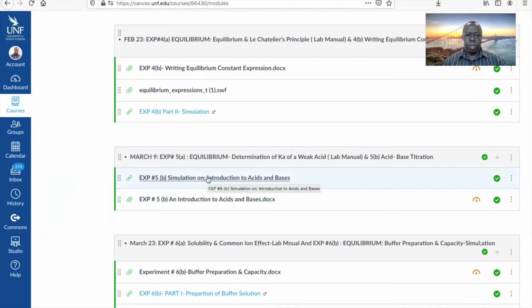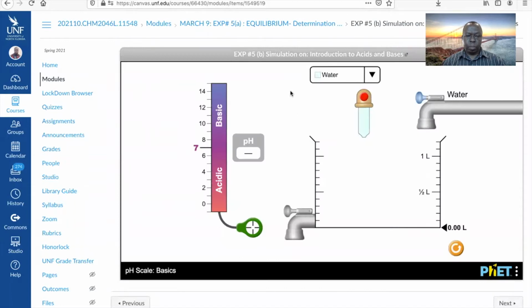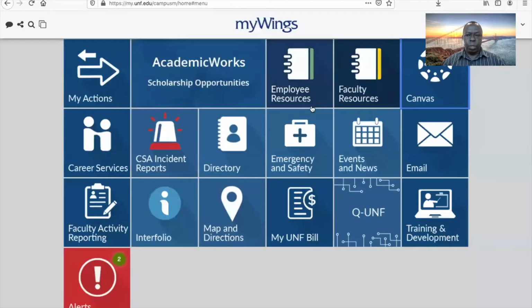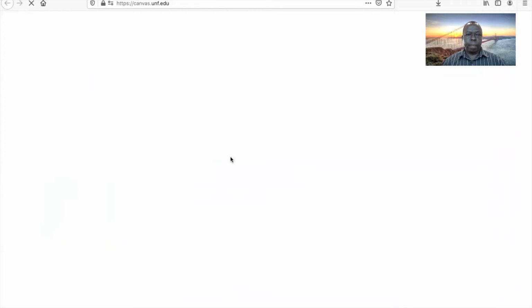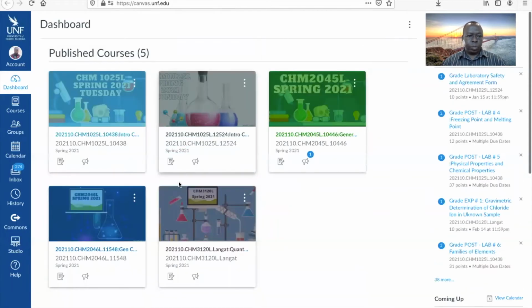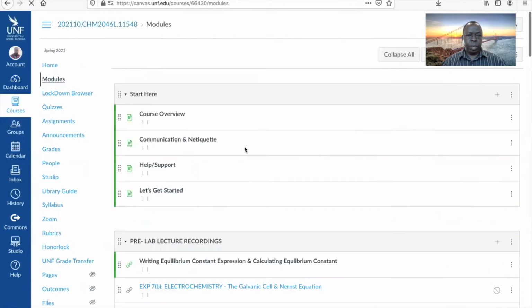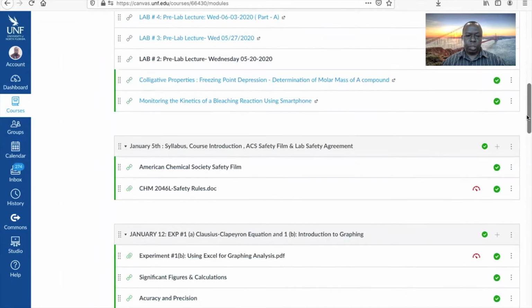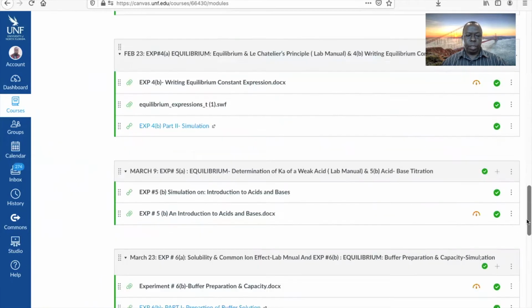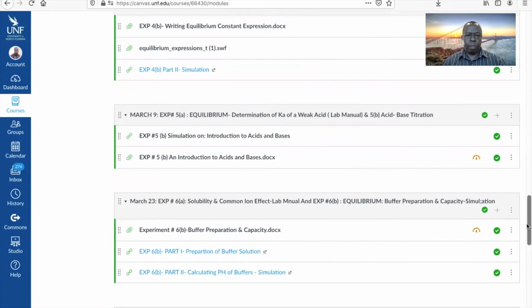I'm just going to load this, and we will come back to this. What I want to do is go to the module and download the instruction, which is pretty straightforward for 5B.